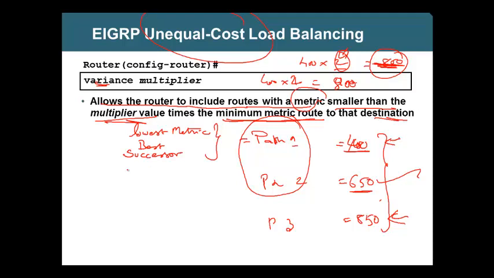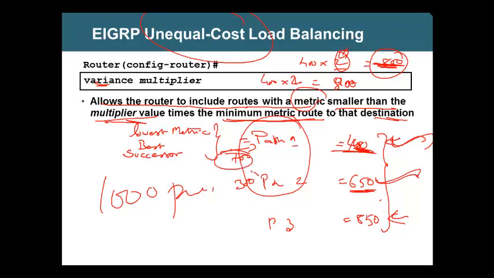You don't share equally. If you have 1000 packets to send, this may be carrying like 700 packets. This may be carrying 300 packets. Why? Because the capacity is different. Here less bandwidth, so you got more metric. Here more bandwidth, you got less metric, 400. So according to the capacity, EIGRP will decide how many packets via path 1 and how many packets via path 2. We need not do those things. EIGRP will take care of it.